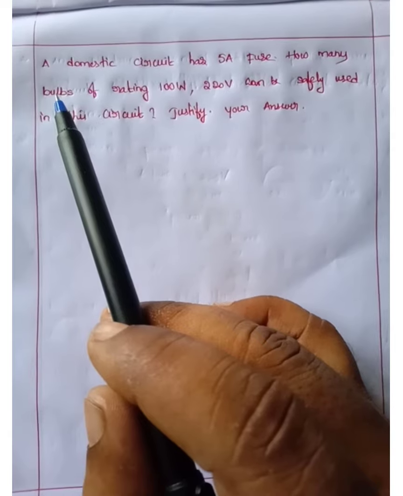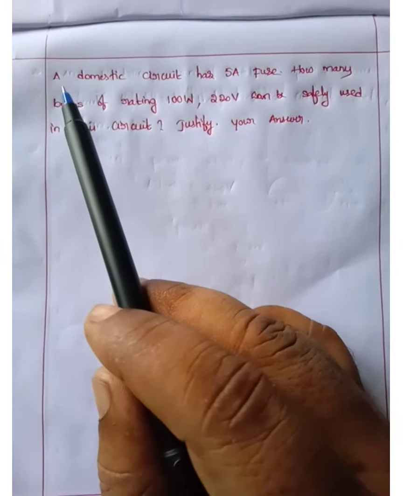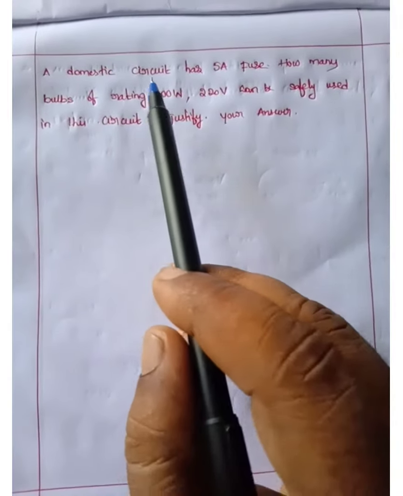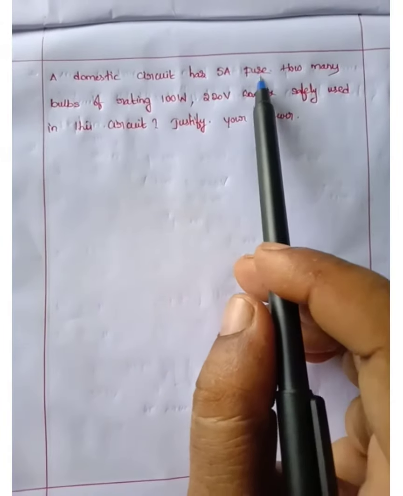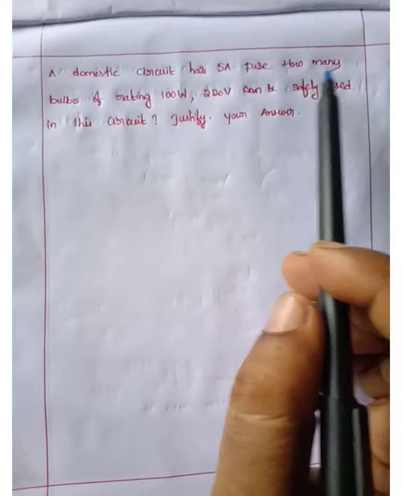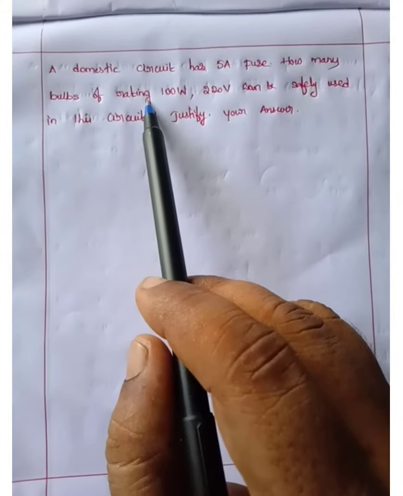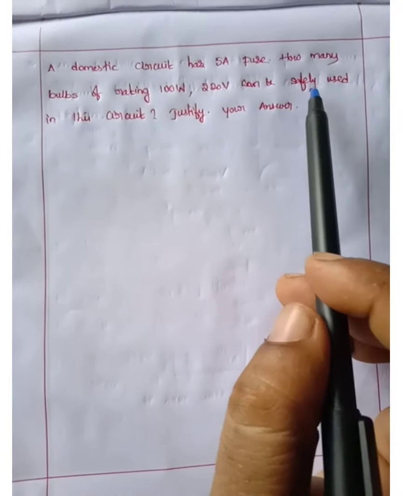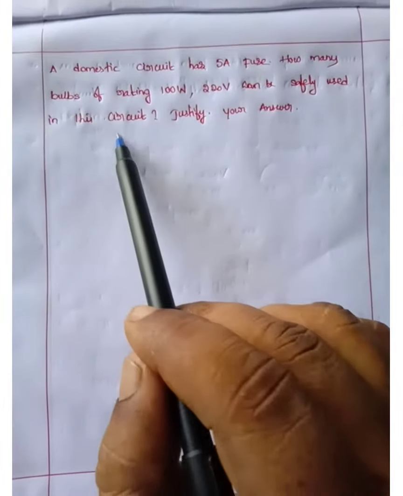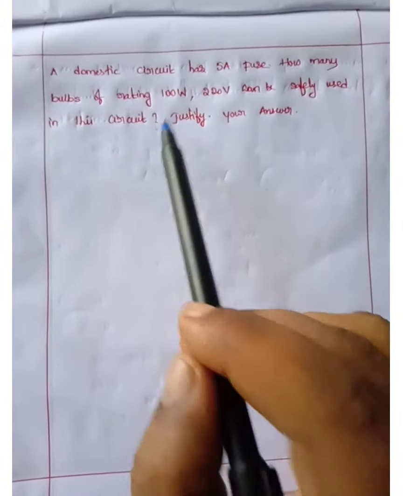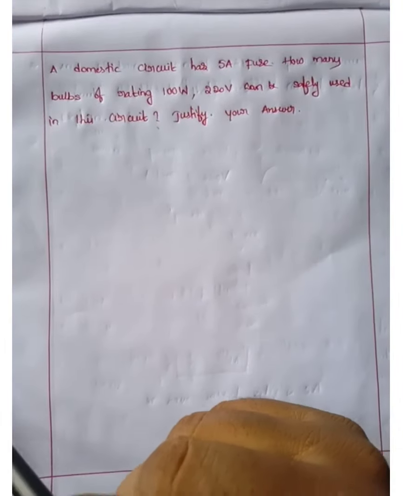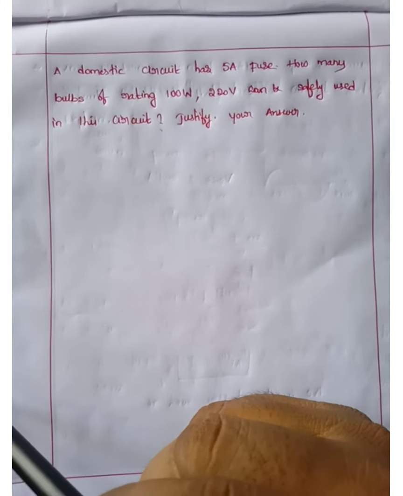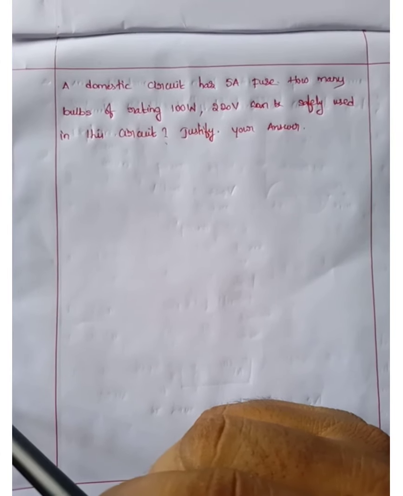Today we are discussing some other problems. See here, one of the problems. A domestic circuit has a 5 ampere fuse. How many bulbs of rating 100 watts, 220 volts can be safely used in this circuit? Justify your answer.